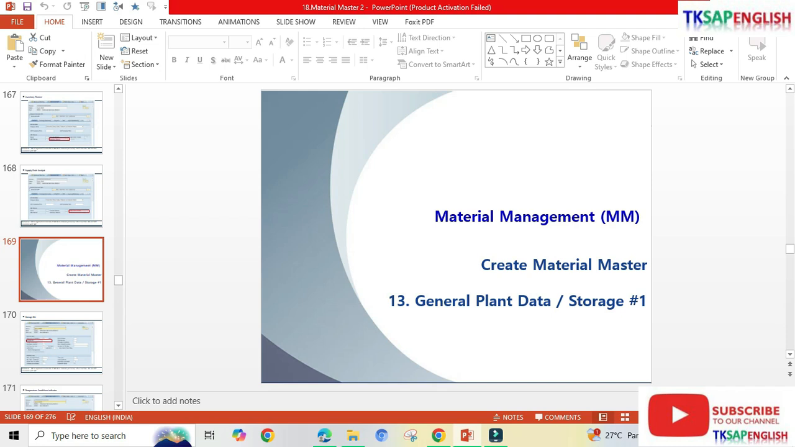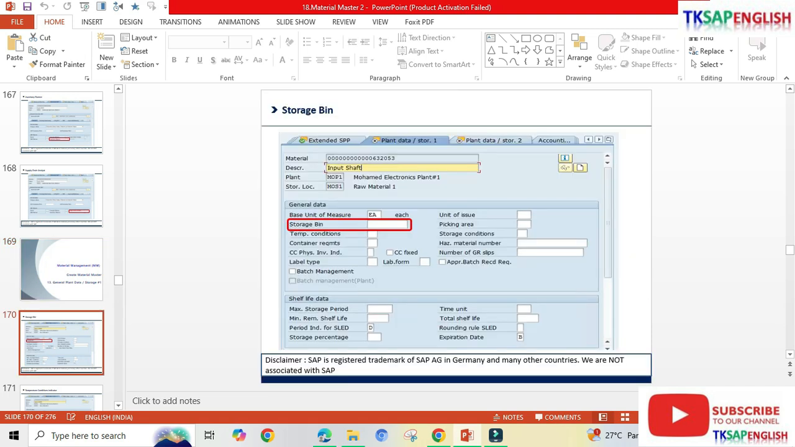So the next one, 13th view, general plan data / storage 1. So the first topic, storage bin, identifies the storage bin within a storage location where the material is stored.